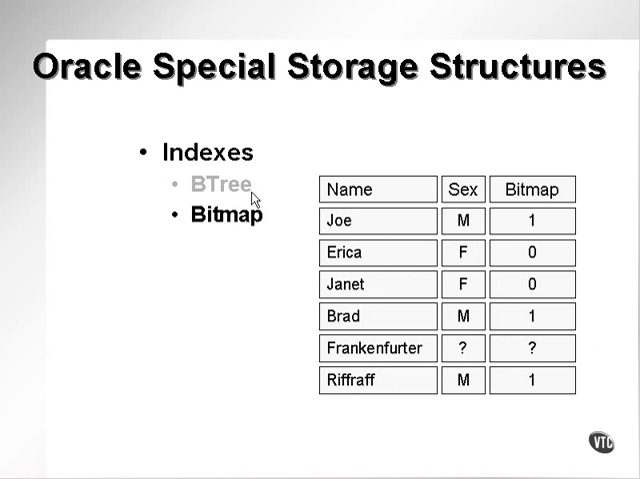A B-tree index is the most commonly used index. Commonly, all OLTP databases contain 99% B-tree indexes and very rarely use bitmaps unless the bitmaps are continually updated.